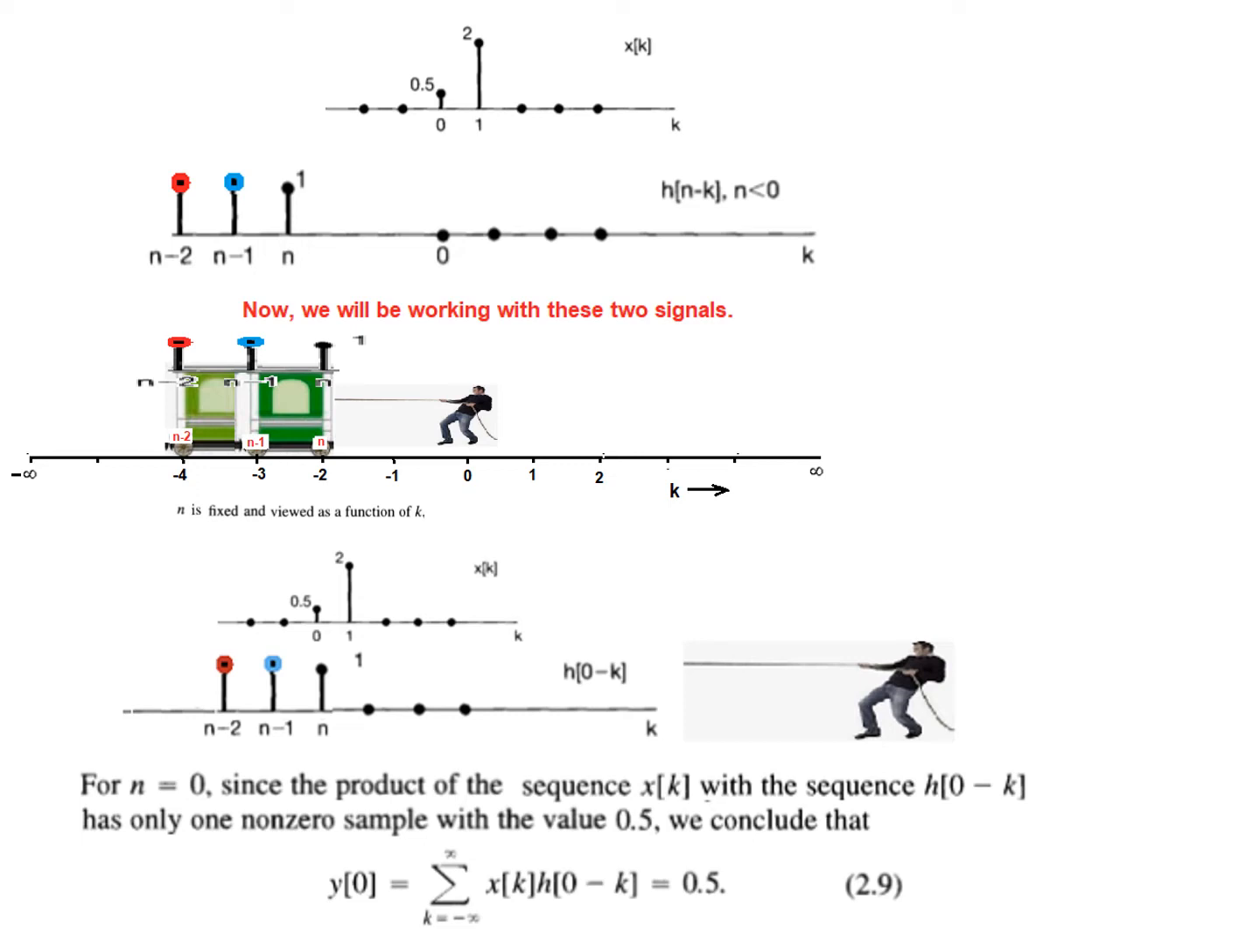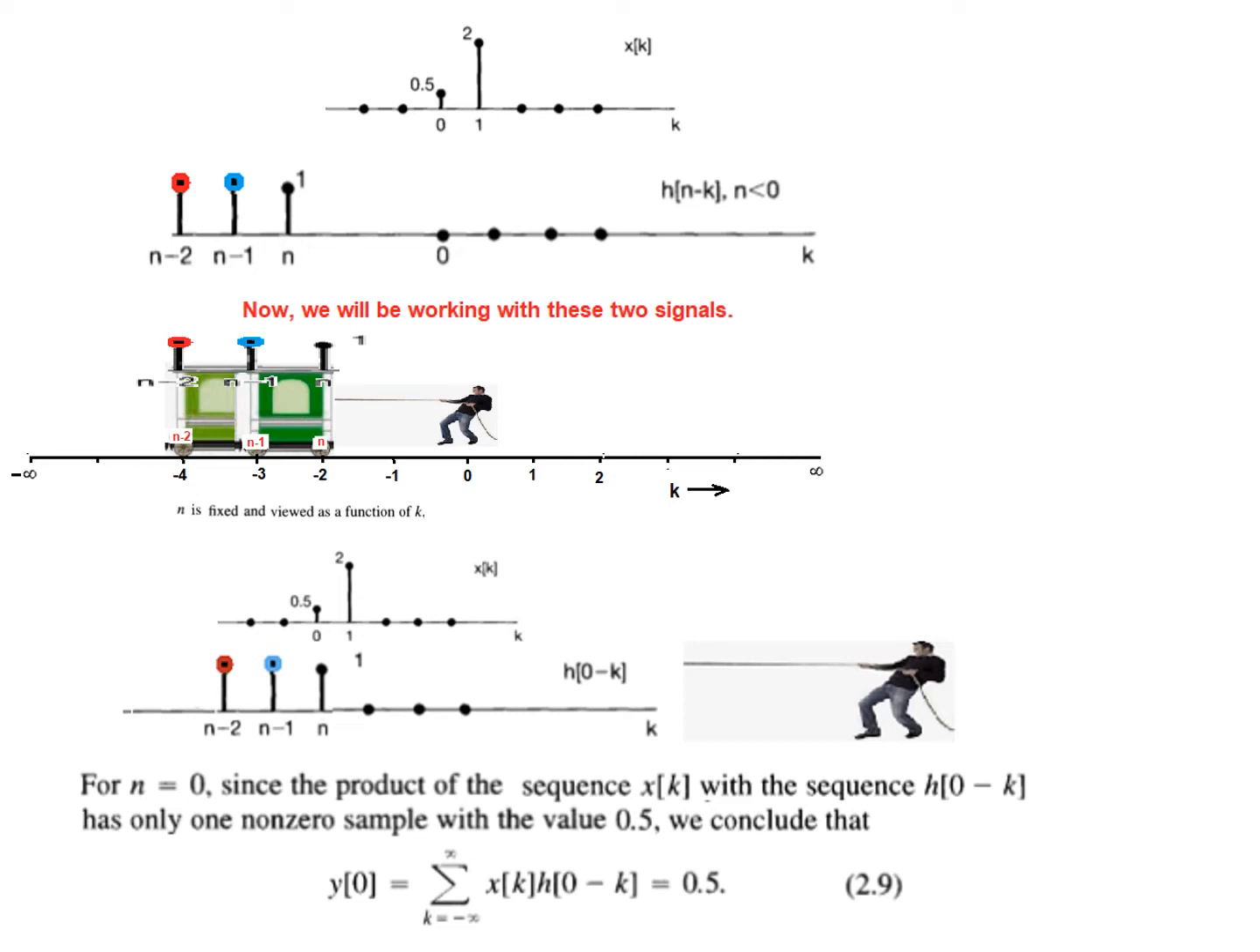And so we'll call this answer y0, because now n is at 0. So at n is equal to 0, y is 0, and using the formula, the sum of x[k] h[n minus k], with n equal to 0, so 0 minus k, is equal to 0.5. Now remember the magnitude of h is 1, all of them. So 1 multiplied by 0.5 is 0.5. So this is the multiplication of the first overlap.